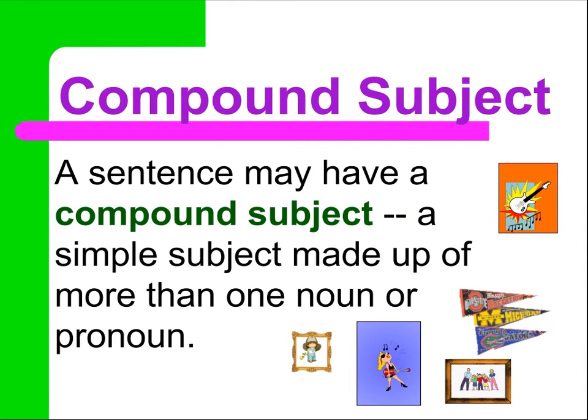One of the last things we're going to look at is compound subjects or predicates. Sometimes a sentence may have a compound subject. That's going to be a simple subject, so one main noun or pronoun, but it's made up of more than one noun or pronoun. Let's look at an example.